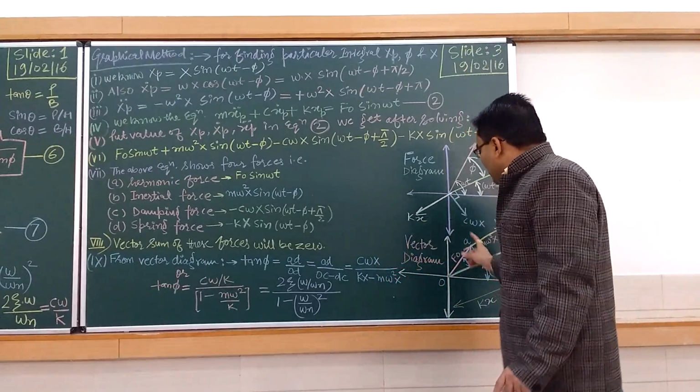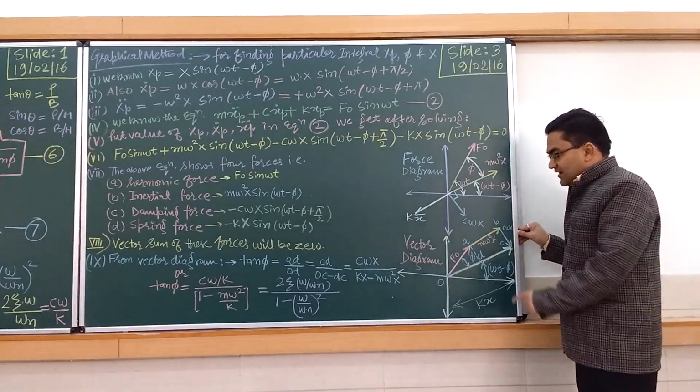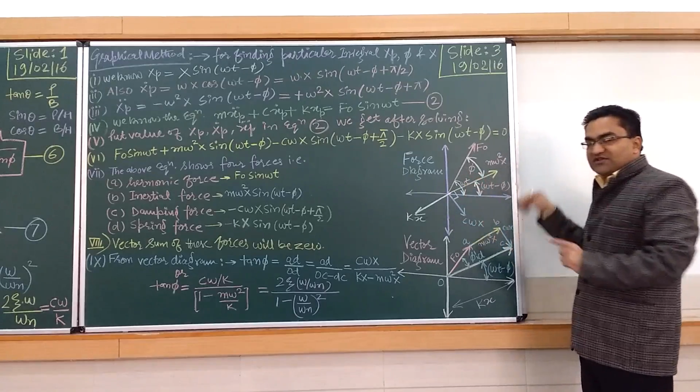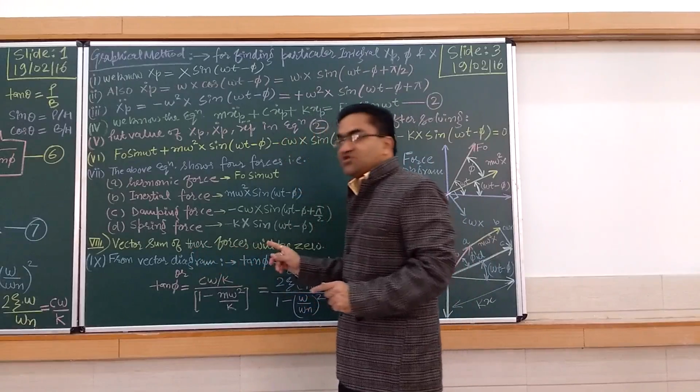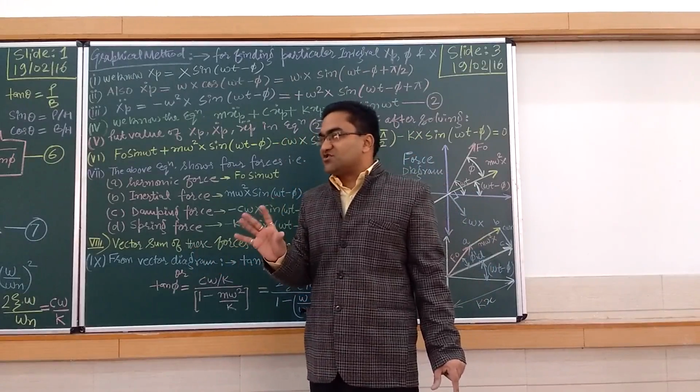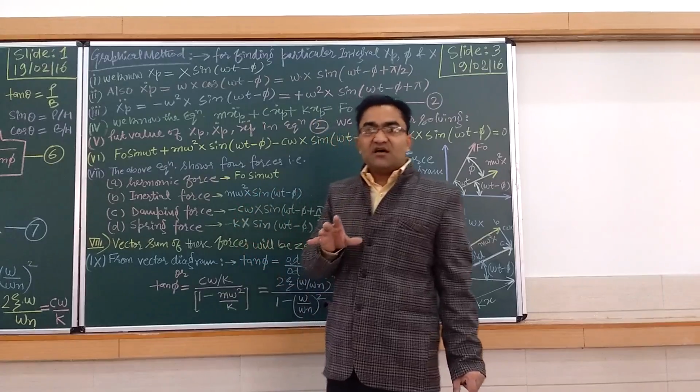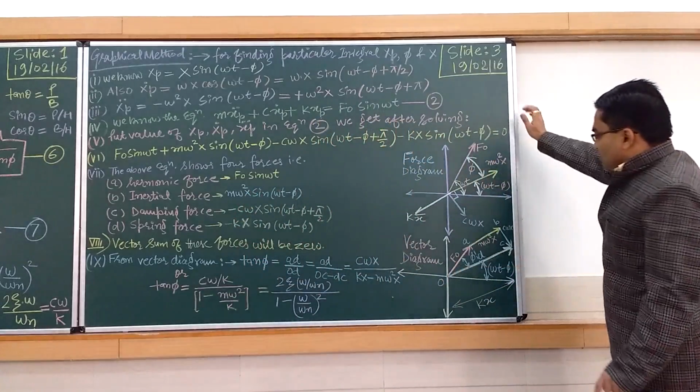Now we'll go for a vector diagram by adding all these vectors to find the vector sum. Moreover, the vector sum of all these forces must be equal to 0 so that the system is stable, or in equilibrium. Let us see how we do it.